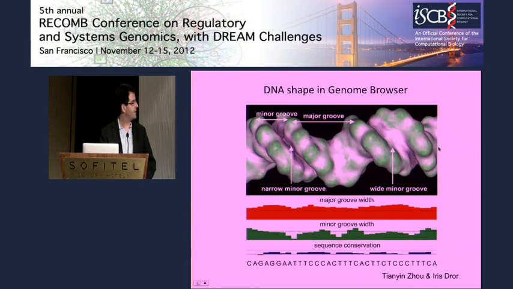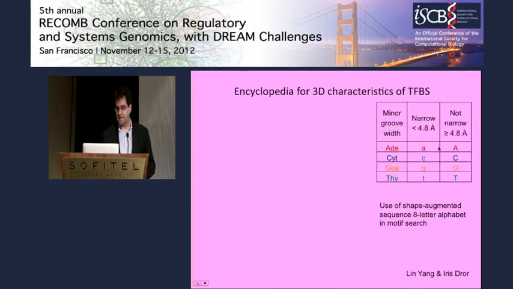And what we are working on now to provide this to the community is predicting various features of shape. I only talked about minor and major groove, but there are other features. And we want to provide this in a format as a genome browser so that everybody can look at different data sets. One last thing, we're also building a database of 3D characteristics of transcription factor binding sites.